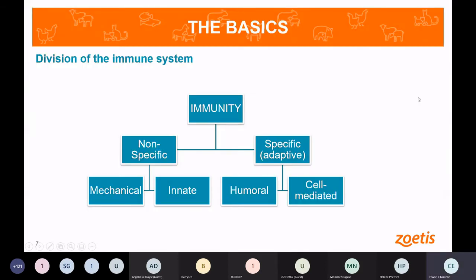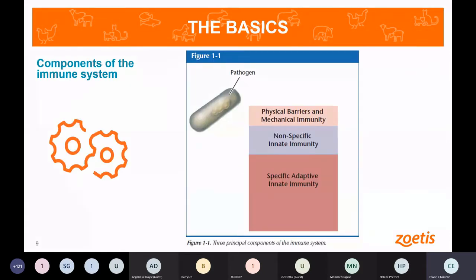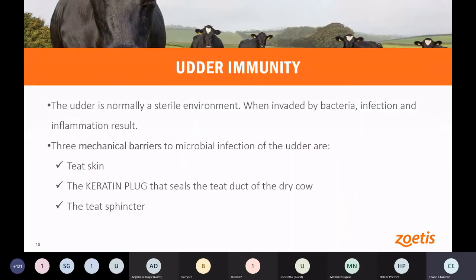Okay, udder immunity. So we're not going to go into a whole immunology lecture today, but just the basics of the immune system and how it relates to the udder. So you'll remember that the immune system has a non-specific and a specific arm. And on the non-specific side, we have mechanical barriers, and then we have the innate immune system. And then on the specific side, we have the humoral and the cell-mediated immunity. Okay, so let's look at the components of the immune system and how that relates to udder immunity.